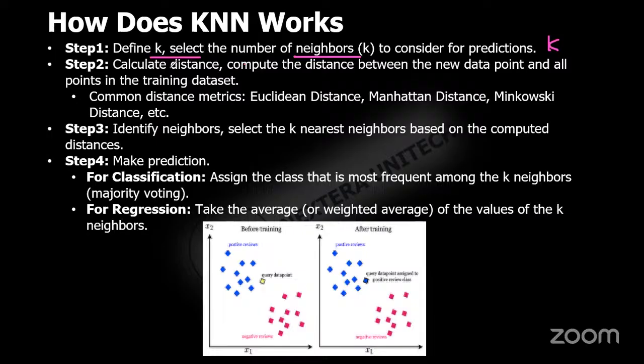Then, the second step is to calculate the distance. From the new point to all the points in the plot, in the visualization, it calculates the distance for all the other points. From the new point to all the points in the data, the distance will be calculated. And we use distance metrics like Euclidean distance. Did we use Euclidean distance earlier? Yes, probably in our school days, we have used the concept of Euclidean distance.